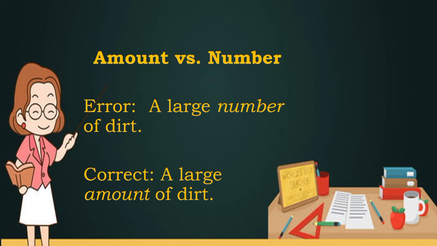Next common grammatical errors, we have amount versus number. Amount should be used for something uncountable, while number should be used for things you can quantify or you can count. For example, a large number of dirt. So the first time I read this sentence, I thought it was correct. But as I dug deeper into the rules of using amount and the rules of using number, I realized that this sentence was wrong. This sentence should use amount because dirt here is uncountable. So the correct construction of the sentence is, a large amount of dirt.